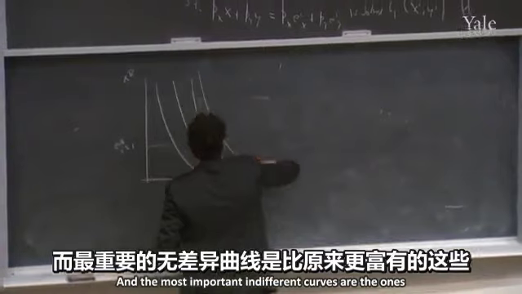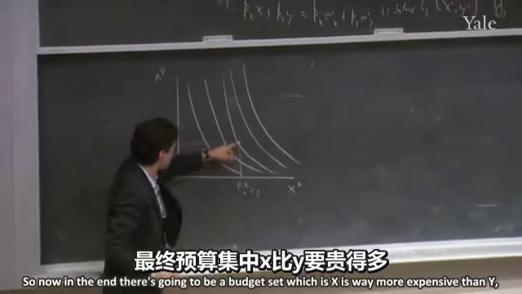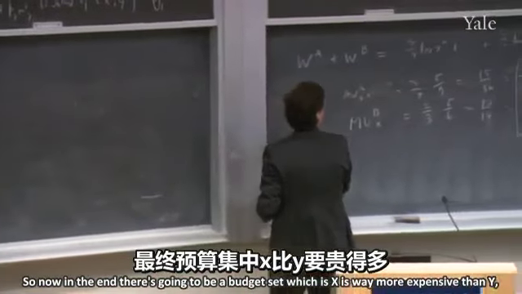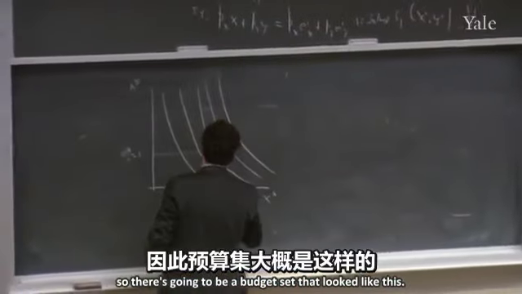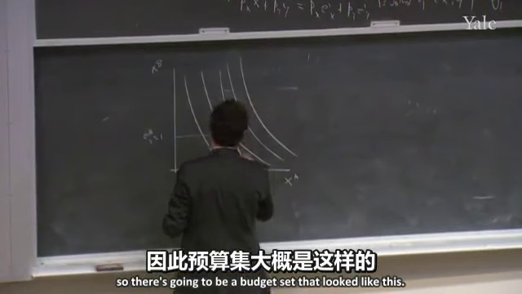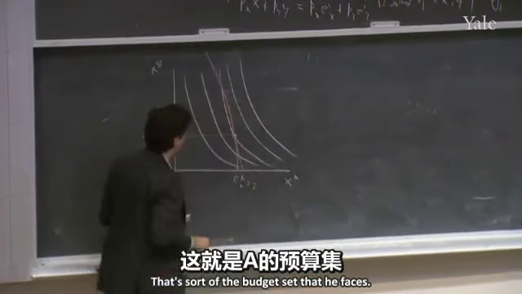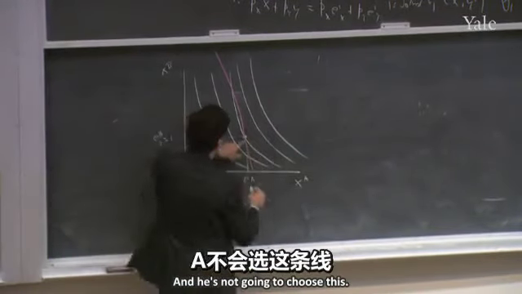And the most important indifference curves are the ones where he gets better off than he was before. So now in the end, there's going to be some price. There's going to be a budget set, which is X is way more expensive than Y. So there's going to be a budget set that looked like this. That's the budget set that he faces. Right? And he's not going to choose this.